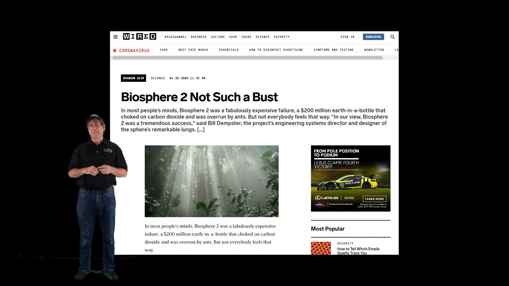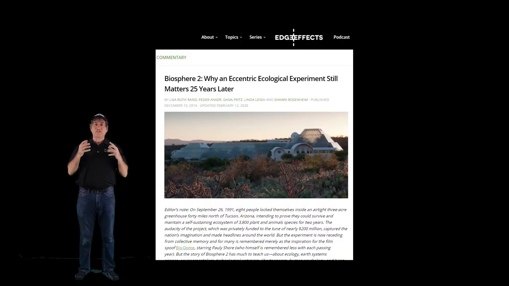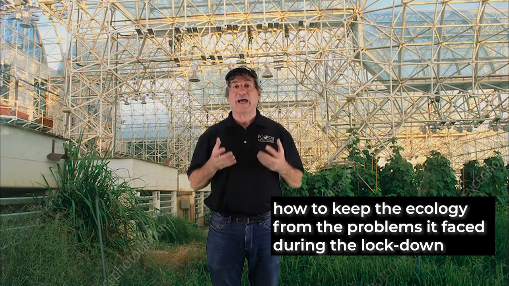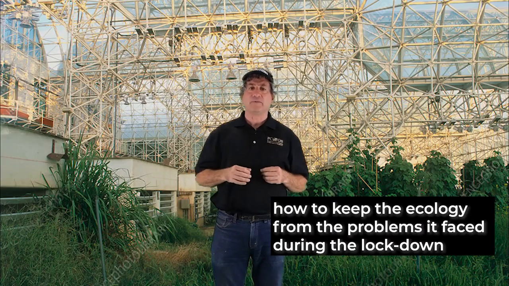And what we've learned over these years is that the Biosphere 2 experiment didn't really fail. It just showed the limitations of our social maturity. The experiment in living inside it in a hermetically sealed state mostly fell apart because of political infighting. The habitats and their ecologies are still more or less thriving under new management, and we are getting closer and closer to figuring out how to keep the ecology from the problems it faced during the lockdown.